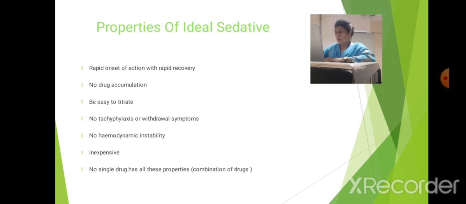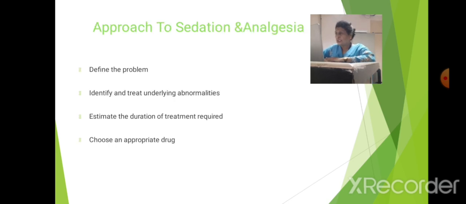But as we all know, no single drug has all these properties, so we use a combination of drugs. At times it is not very easy to achieve the desirable effect, and because there is no ideal drug, we have to use a combination of one or two drugs, or multiple drugs, to achieve the desirable effect. Approach to sedation and analgesia.